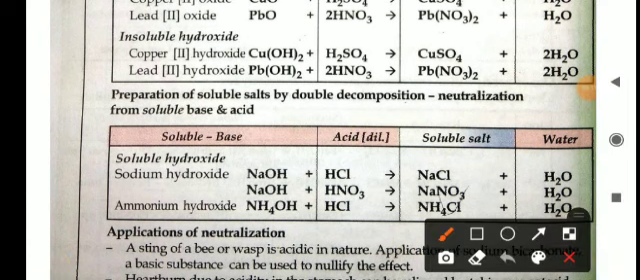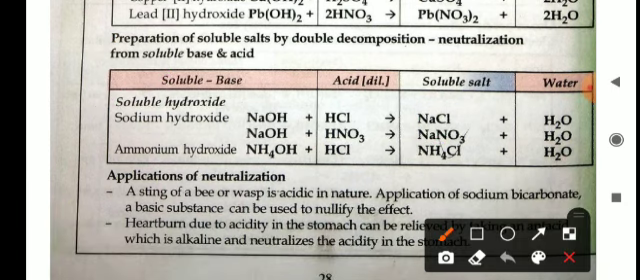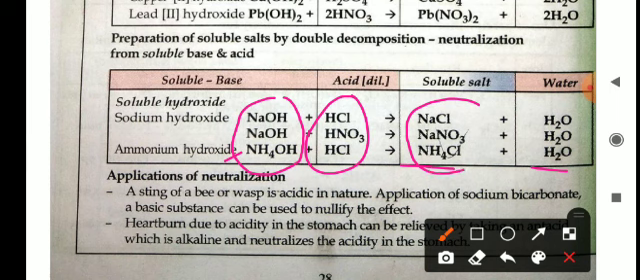Now preparation of soluble salts by double decomposition, that is, neutralization from soluble bases and acids. Soluble hydroxides: sodium hydroxide reacts with HCl acid to form NaCl plus H2O. NaOH reacts with HNO3 to form NaNO3, sodium nitrate, plus water. Ammonium hydroxide reacts with HCl to form ammonium chloride plus water. So you can see that when sodium hydroxide and ammonium hydroxide react with acids, they also form salt plus water.